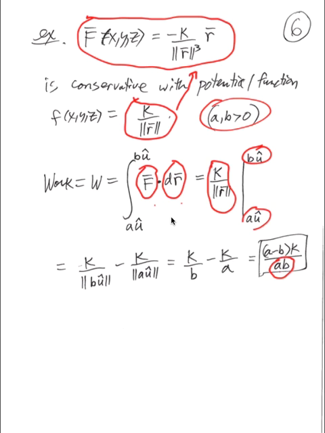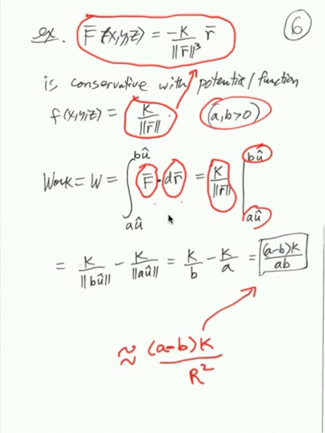Okay, ab is really close to k over the radius of the Earth squared, right? Darn it, squared. Sorry for the break there, I had a technical glitch.